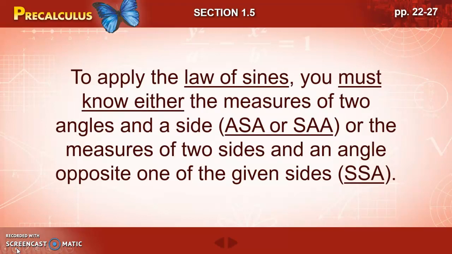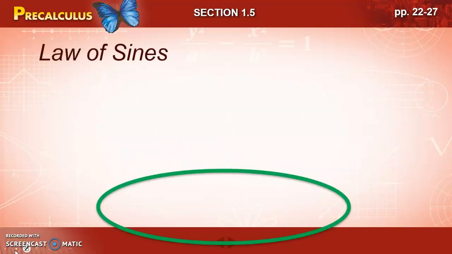To apply the law of sines, you must know either the measures of two angles and a side. If you recall back to your geometry days, we call this angle, side, angle, or side, angle, angle. And it has to be in that order. So the side must be between two angles, or the side must be adjacent to one of the angles and then have a second angle. Or if you don't know those two things, you must know the measures of two sides and an angle opposite one of the given sides. And we call this side-side-angle. If you know one of those three things, then you can use the law of sines.